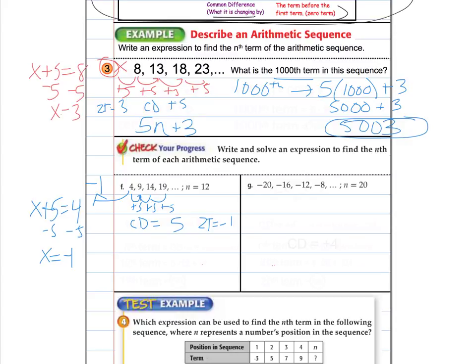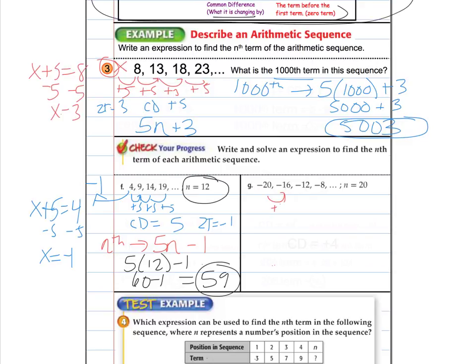My formula then is going to be, to find any nth term, 5 times that number minus 1. In this situation, we're looking for the 12th term. So we do 5 times 12 minus 1. So 60 minus 1, which is equal to 59, would be the 12th term in that sequence.